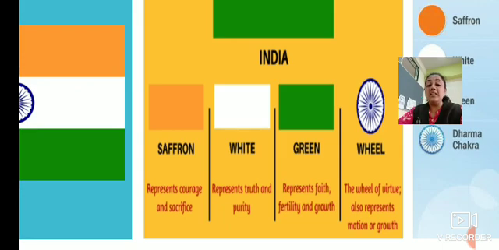So white color represents truth, purity and peace. And now the last is green color, which represents faith, fertility and growth. It means improvement, progress. This green color represents faith, fertility and growth. That is the progress of our country. So this is the meaning of the Indian national flag, that is Tiranga or tricolor.